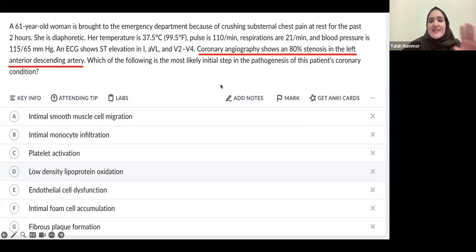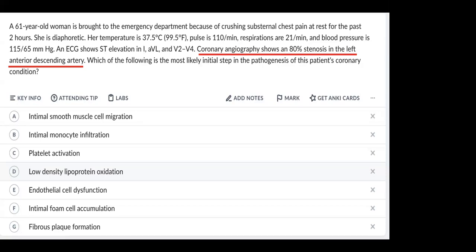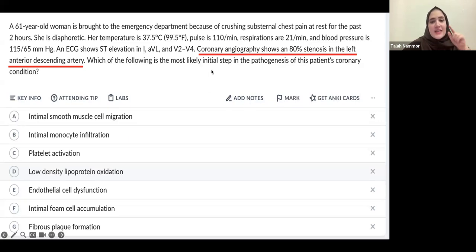Atherosclerosis. Okay, so basically we have coronary angiography and stenosis. This stenosis caused the myocardial infarction. So this stenosis is caused due to what? Atherosclerosis, exactly. So the question is asking, what's the initial step in the pathogenesis of atherosclerosis? What do you think the answer is? So atherosclerosis is caused by what?